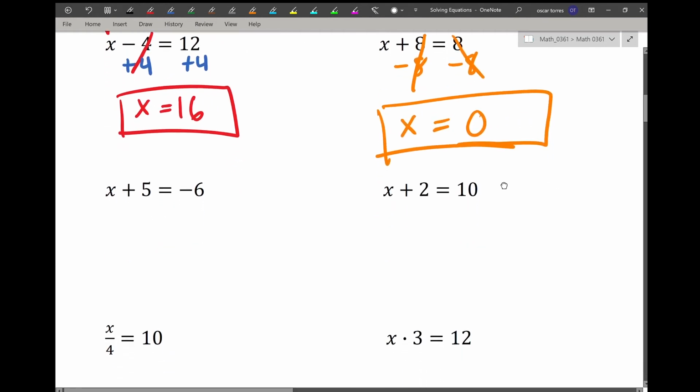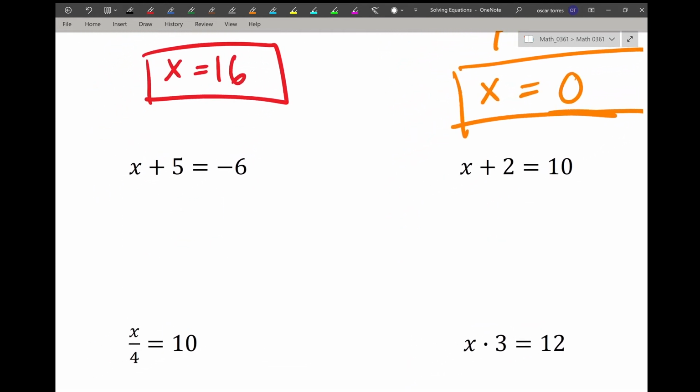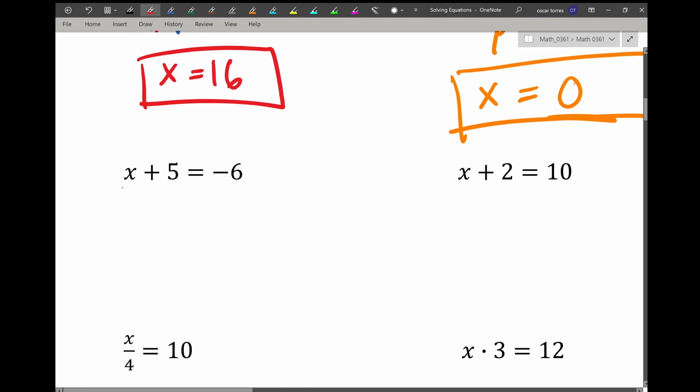Moving on to the next problems, we're going to apply the same thought process to solve them. So in this case, we have x plus 5 equals negative 6. So that we don't get confused, you can ignore the right-hand side. Just focus on the left. What's happening to this x value? It's being added to 5. What's the opposite of adding 5? It's subtracting 5. So we're actually going to subtract 5 from both sides.